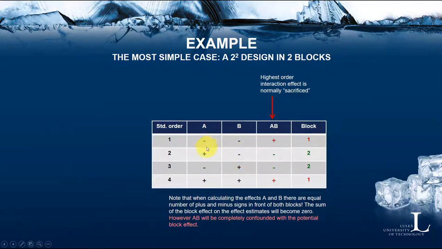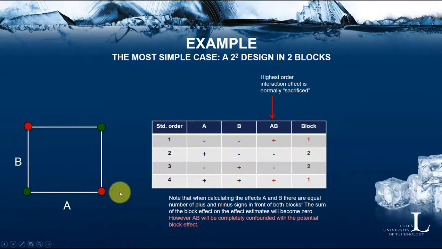For the A, we have minus 1, plus 2, and minus 2. So the sum of the block effect on the effect estimates A and B will become 0. So the A and B effects are not affected by a potential block effect. However, the AB interaction is completely confounded with the potential block effect. So we cannot separate the block effect from any AB interaction effect. So that is what we lose in this strategy.